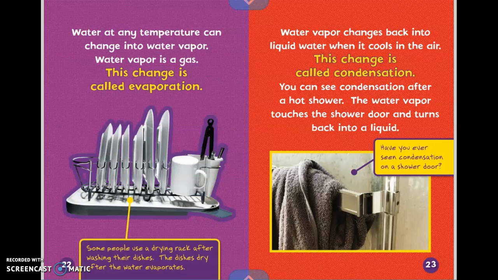Water vapor changes back into liquid when it cools in the air. This change is called condensation. You can see condensation after a hot shower. The water vapor touches the shower door and turns back into a liquid. Have you ever seen condensation on a shower door?